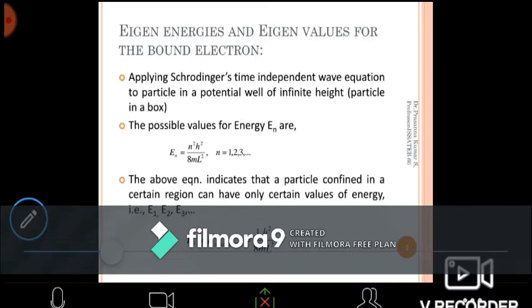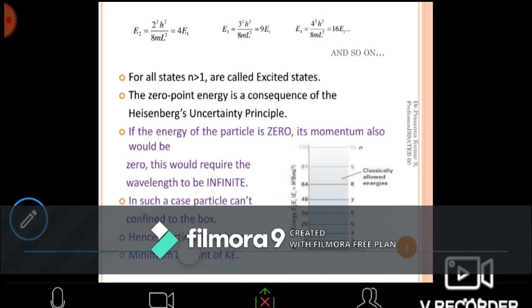When you go to the second level, that is n equal to 2, we get E2 equal to 4 times E1. For level 3, it is 9 times E1, and so on. E2, E3 and E4 are 4 times E1, 9 times E1, 16 times E1 and so on. All the states with n greater than 1 are called excited states. N equal to 1 is called the ground state, that is the lowermost state. When the particle sits in the lowermost energy state, we call it the zero point energy.